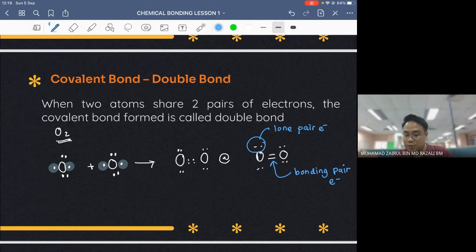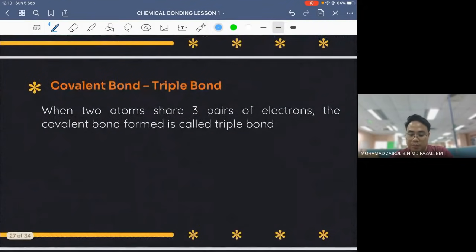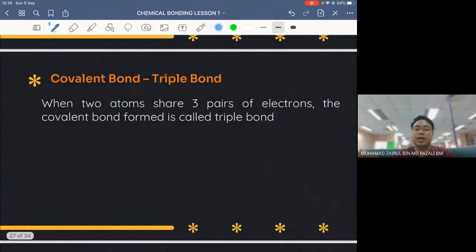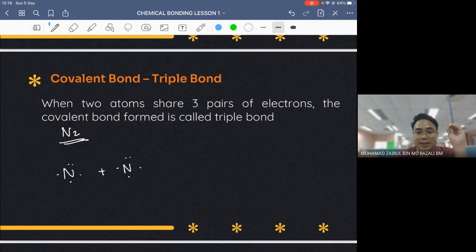Okay, the next one is the triple bond. A triple bond forms when two atoms share 3 pairs of electrons. For example, nitrogen gas, N2. Nitrogen is group 15, so it has 5 valence electrons. Each nitrogen needs another 3 electrons in order to achieve a stable octet electronic configuration.